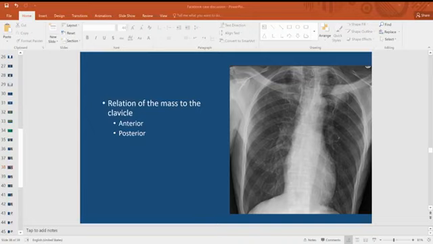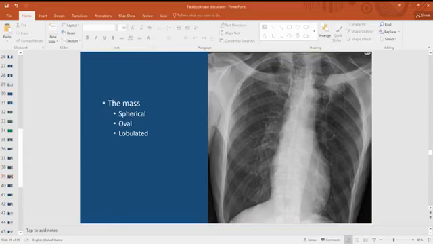So the relationship of the mass to the clavicle: the mass is not silhouetting with the clavicle, and the mass is seen through the clavicle. So the mass is posterior to the clavicle. This is the clavicle here, and it is anterior, and the mass is posterior to the clavicle. We move to the next question.